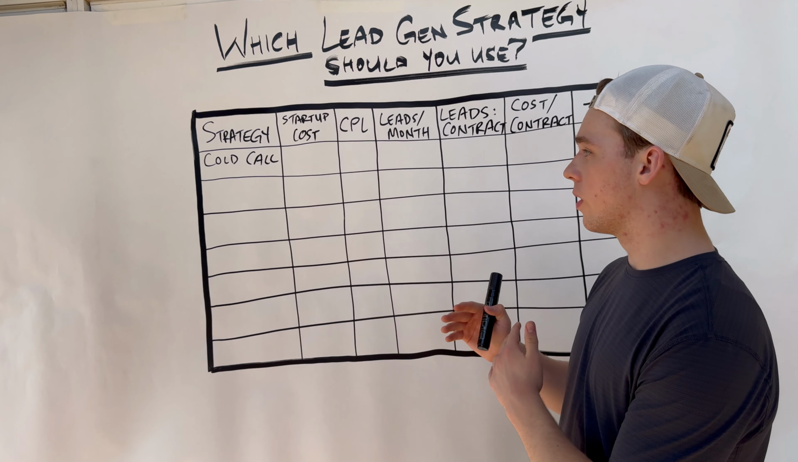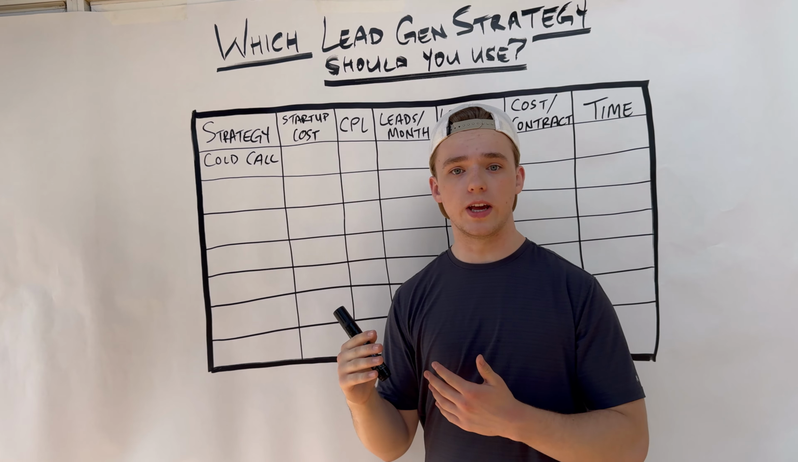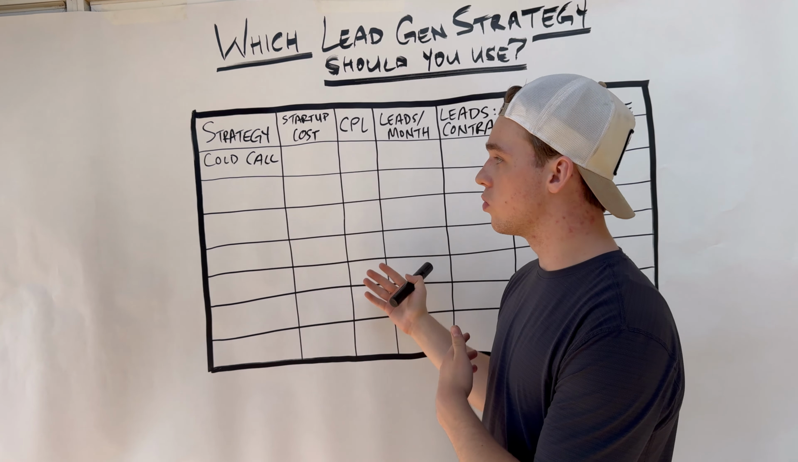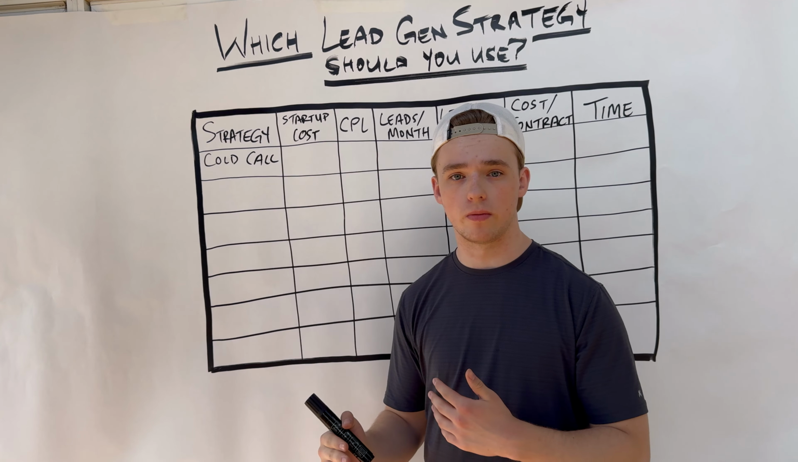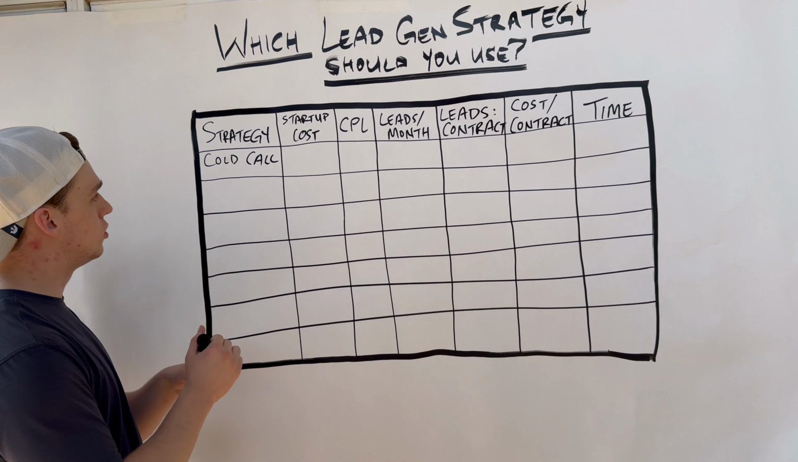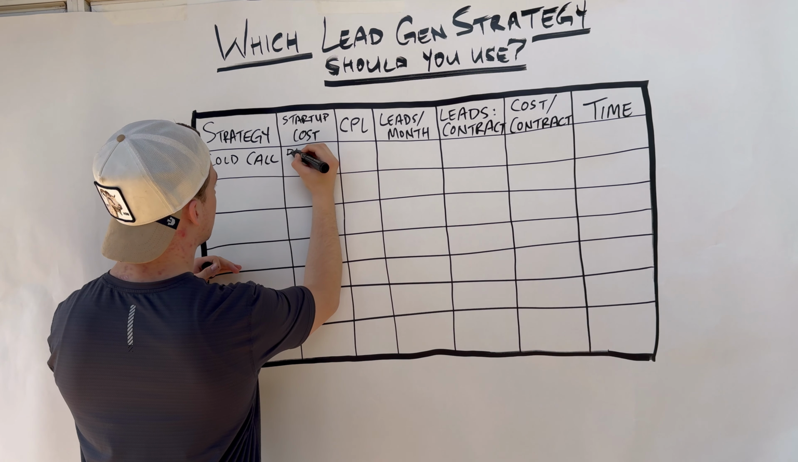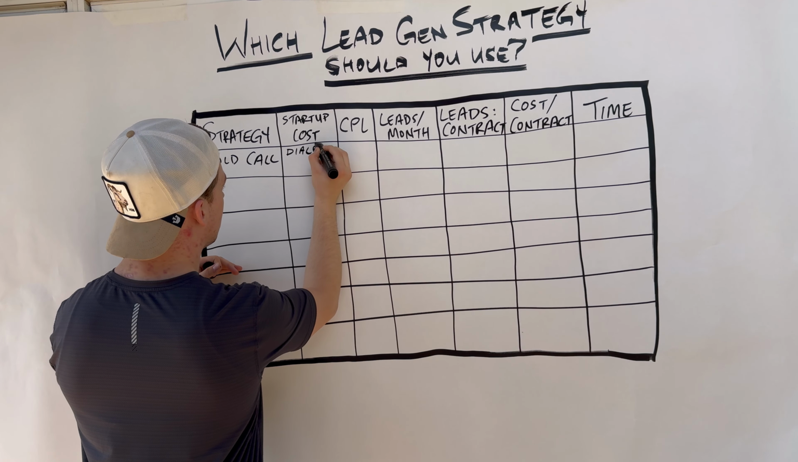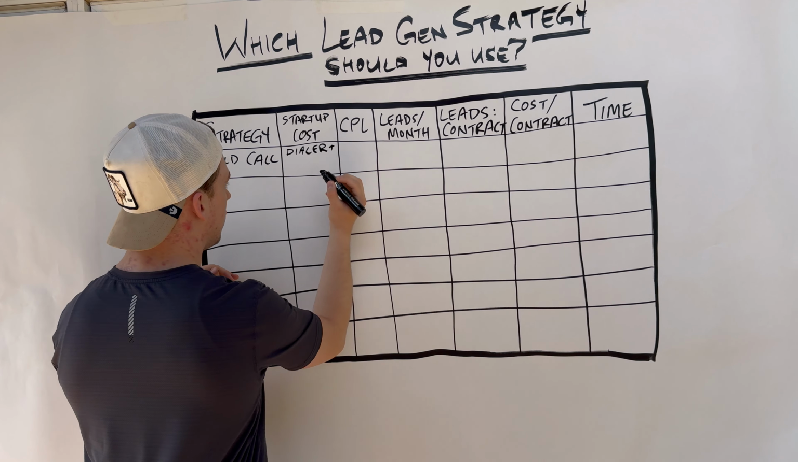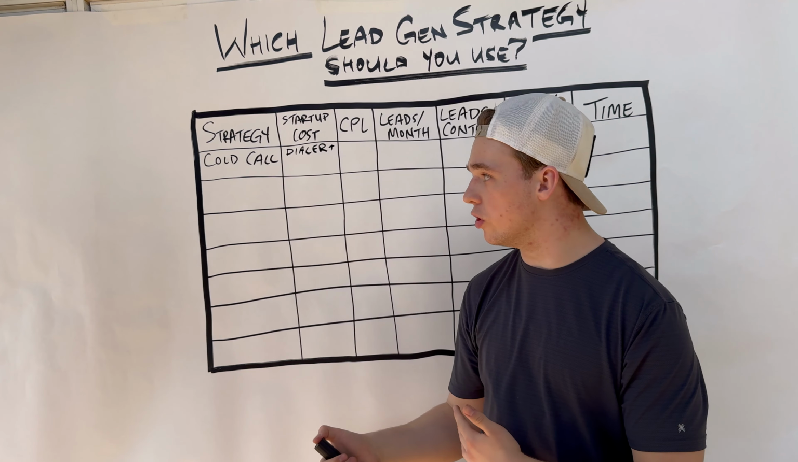The first strategy that we're going to go over is cold calling. This is the strategy that most beginner wholesalers start with, and this is where they spend most of their time just starting out. As far as the startup cost, there's really only two things that factor into the startup for cold calling. Number one is the dialer. So it really depends on which dialer that you use.